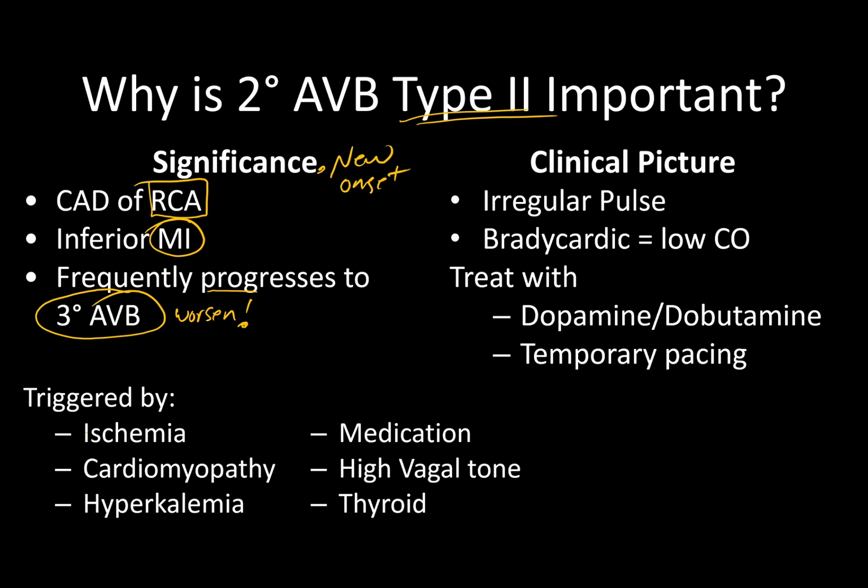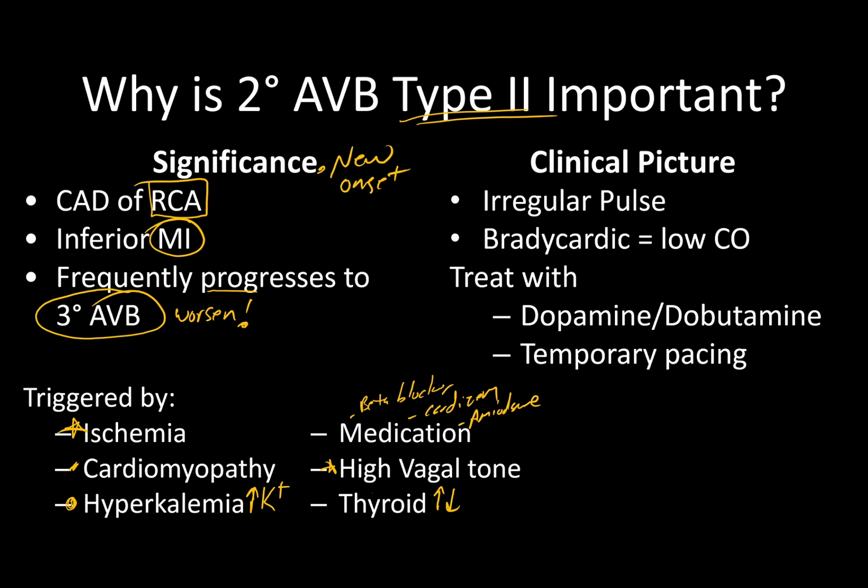Triggers, like we said just a minute ago, ischemia, so heart attack. Cardiomyopathy, you've got a stretched out heart. Hyperkalemia, you've got high potassium. Medications, you've got your beta blockers. Cardizem can do it. Amiodarone. High vagal tone, so you have a patient vagal down a little too much, and your thyroid, either up or down, could be a cause.